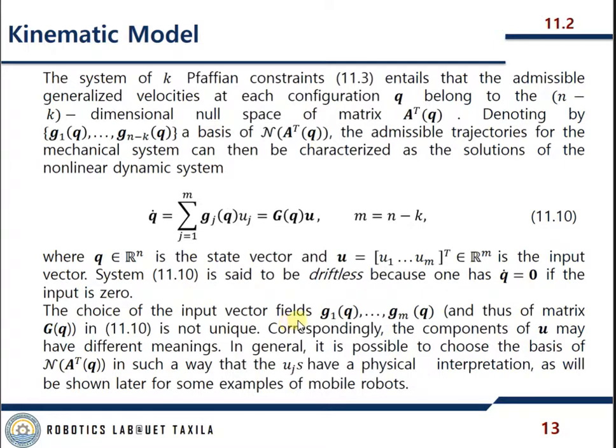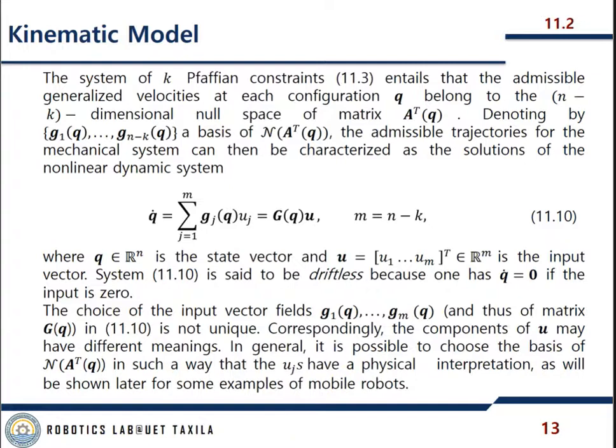Now the choice of input vector fields g1 of q to gm of q, and thus of matrix G of q in 11.10, is definitely not unique. Correspondingly, the components of u may have different meanings. In general, it is possible to choose the basis of the null space of A transpose of q in such a way that the uj have a physical interpretation, as will be shown later for some examples of mobile robots. So we'll discuss it when the topic is up for discussion.